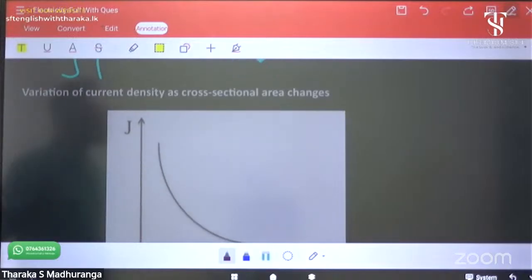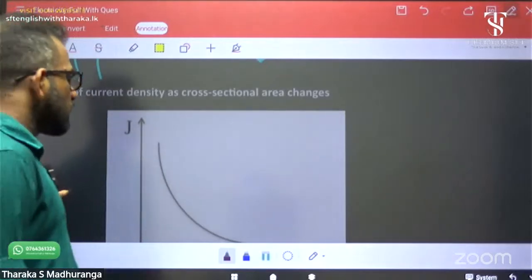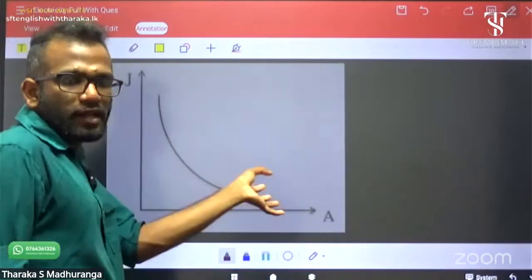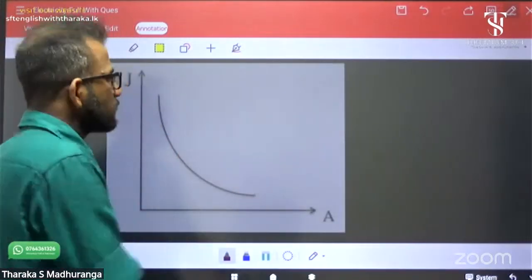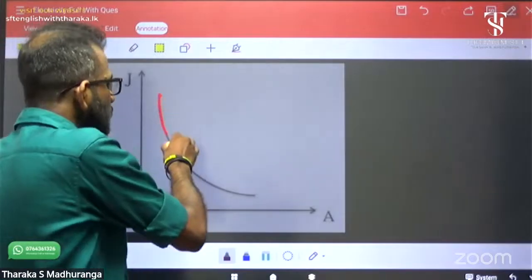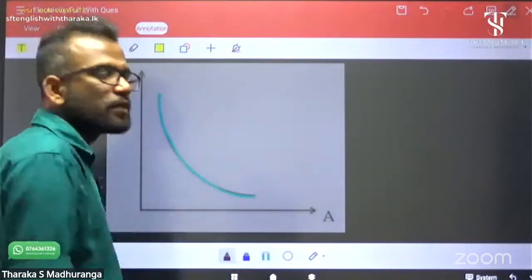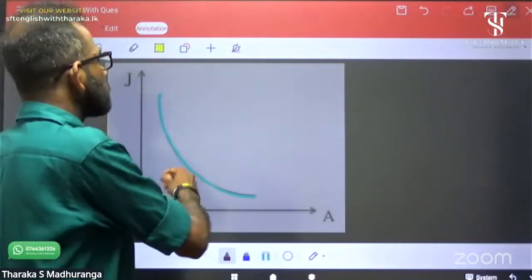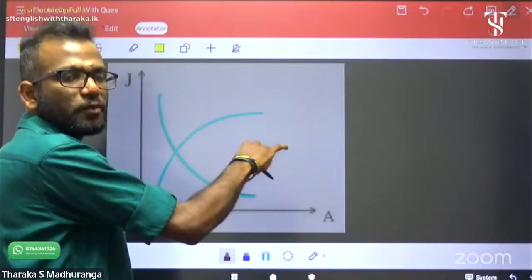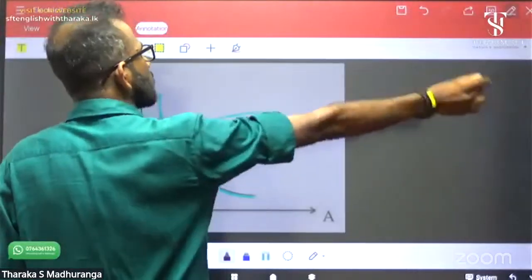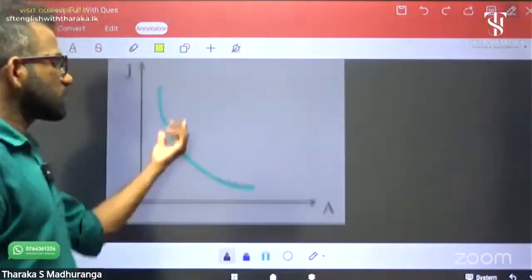Variation of current density with cross section area. Okay, with cross section area, it's inversely proportional. This is the graph shape. Inversely proportional means downward, not like a directly proportional graph. It's inversely proportional, current density and cross section area.